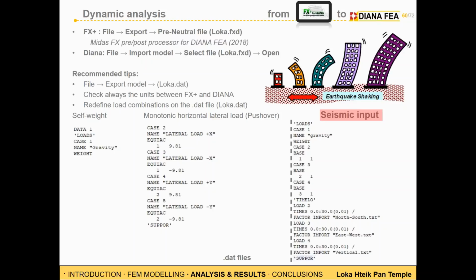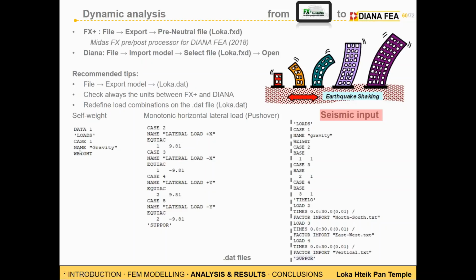Okay, having created the model in the FX Plus for Diana environment, we need to export one file more, which is the prenatal file, such as, for example, I call it loca.fxt. And then we can import the file in Diana, and when it is open, we can re-export again the .dat file. As I already said, when you have the .dat file, it's very important because you can check units, you can check loads, and you can also set new loads.